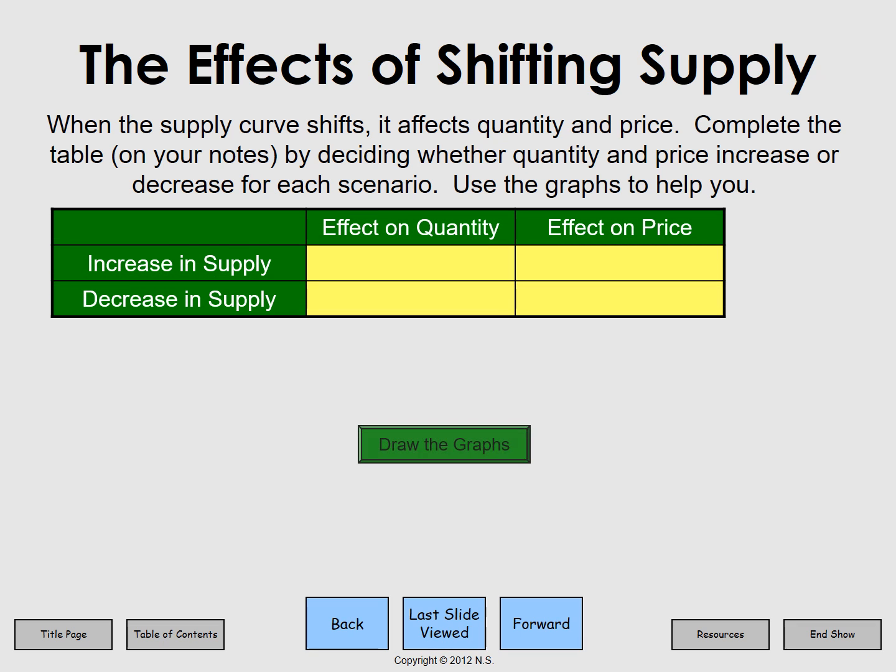Alright, we're now down on that little bottom table, very end. We're almost done here. Stick with me. Alright, the effects of shifting supply. When the supply curve shifts, it affects quantity and price. Complete the table by deciding whether quantity and price increase or decrease for each scenario. So I'll give you here just a second. Increase in supply. What does that affect on the quantity? What does that affect on the price? If there's a decrease in supply, what is the effect on quantity? What is the effect on price? Does it go up? Does it go down?